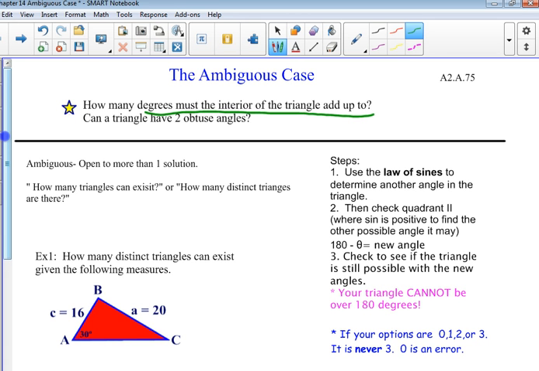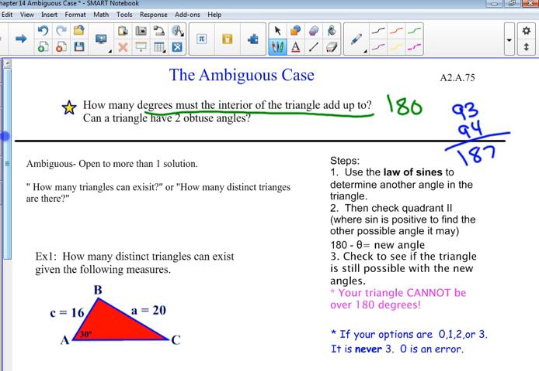How many degrees are in a triangle? 180. It has to add up to 180. Now, the second thing I want you to think about: can a triangle have two obtuse angles? No. If you had two obtuse angles, like 93 and 94, that would give us 187. We'd be over 180 with just two angles. So that's why we can't have two obtuse angles.